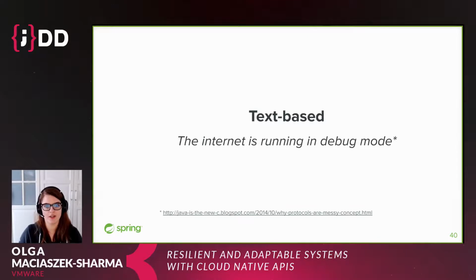Also, an important thing to keep in mind, I really like this quote by Rutger Millet that I first heard at the presentation of Tomek Nurkiewicz, which says that the internet is running in debug mode. So yeah, we go on sending these nice text JSONs, and they're awesome. They're very easy for us to read and debug. However, they're not necessarily the best way for machines to communicate, and definitely not the most efficient one.